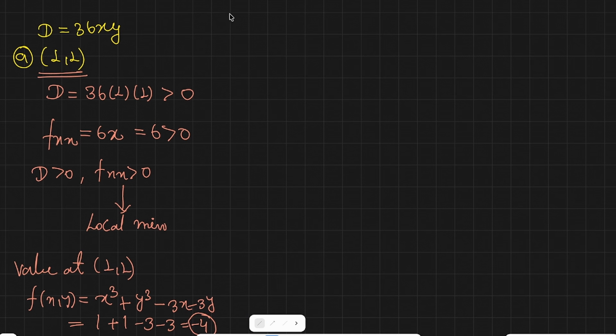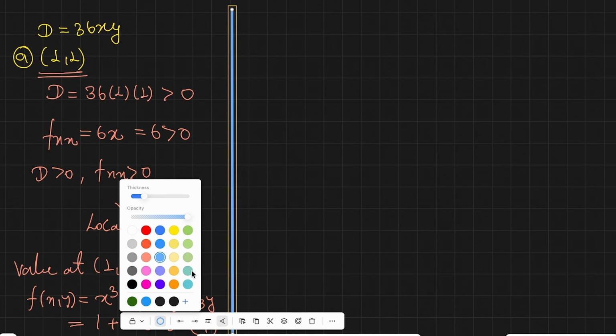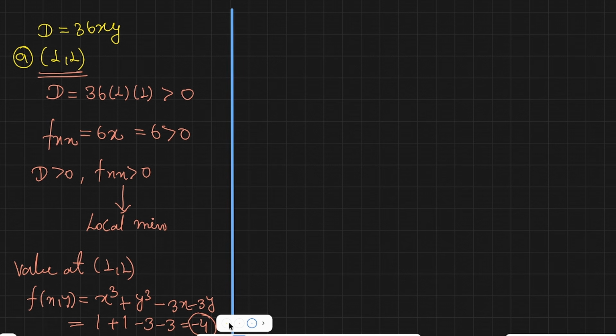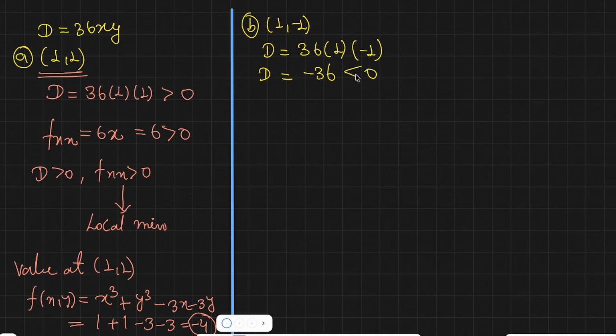Now come to the next point. Check point b at (1, minus 1). Now d is equal to 36 times 1 times minus 1, which is minus 36. d is less than 0. When d is less than 0, it is a saddle point. So this point is a saddle point, which means it is neither a maximum nor a minimum.